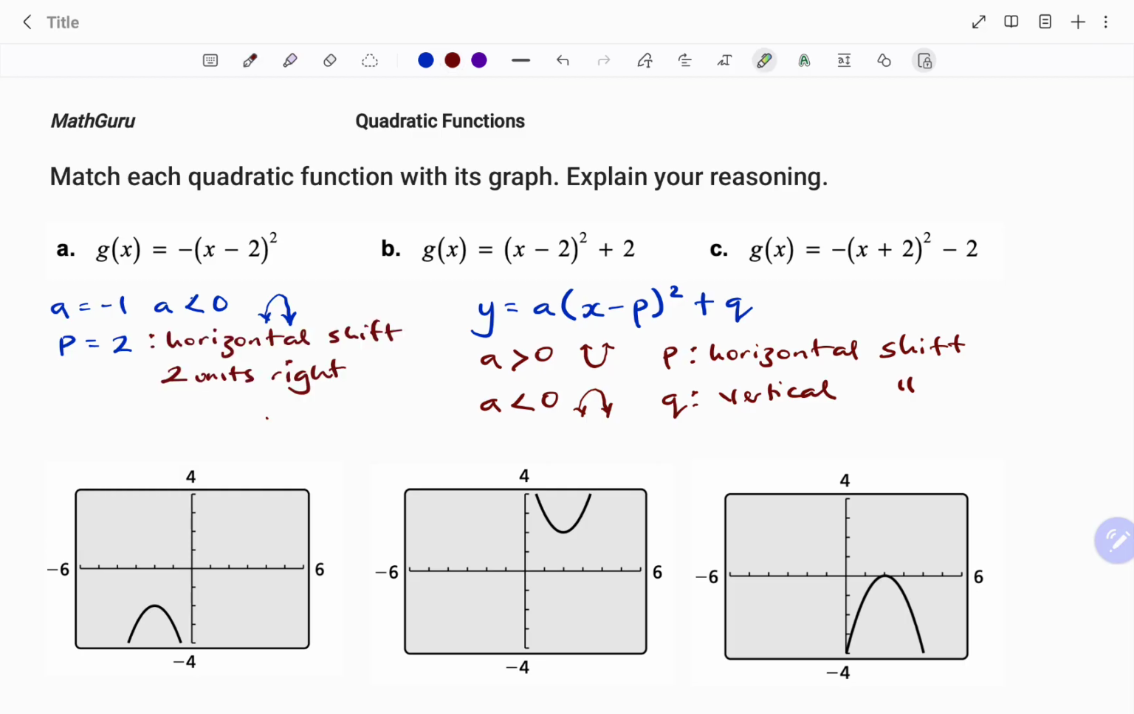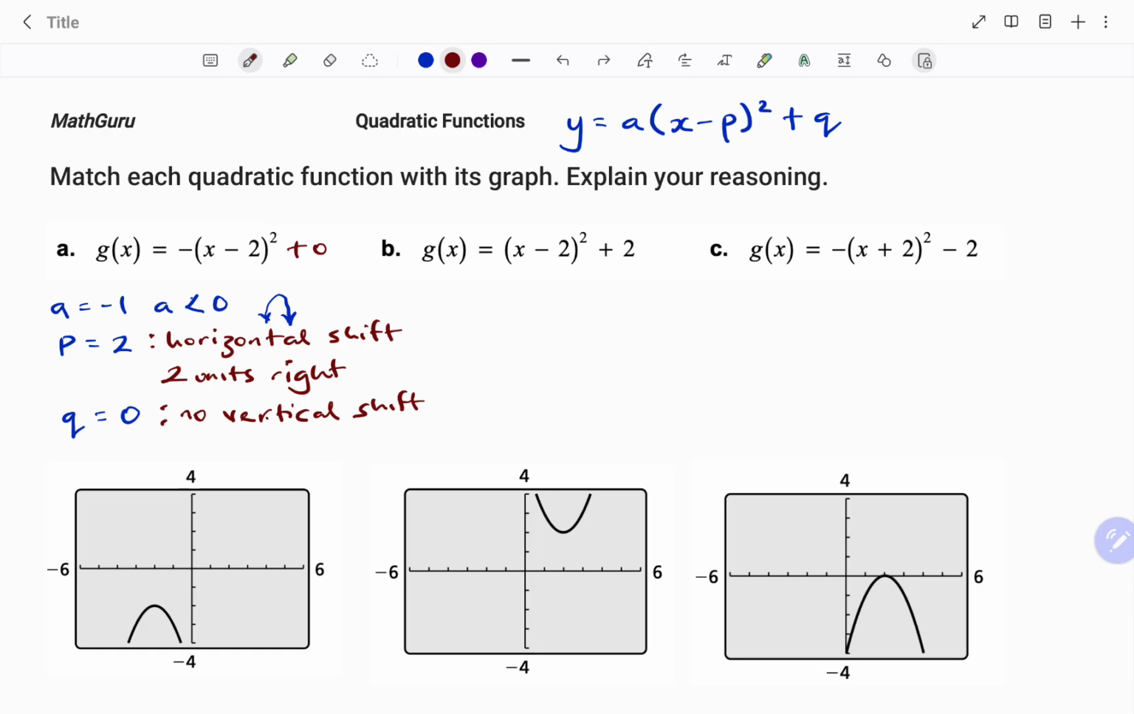Note that I'm comparing my function to the standard vertex form of my quadratic function, and then going to the value of q. Note that I don't have anything written after my bracket, and what that means is there's an invisible plus 0 that you have here, and the interpretation is the value of q is 0, therefore there is no vertical shift. So going to my graph, obviously it's not going to be the middle graph because that's a smiley face or concave up, so I need to work with the first and the last graph.